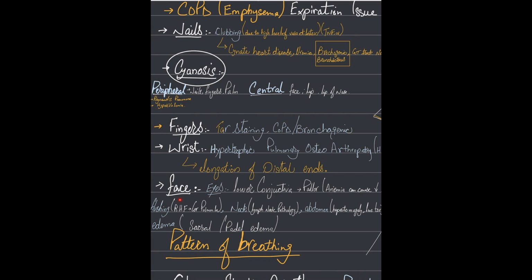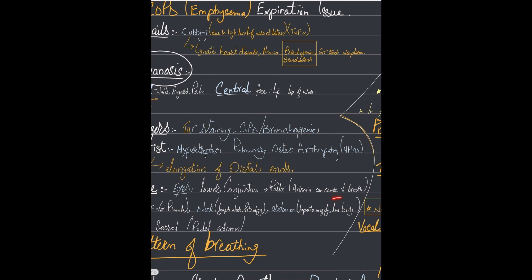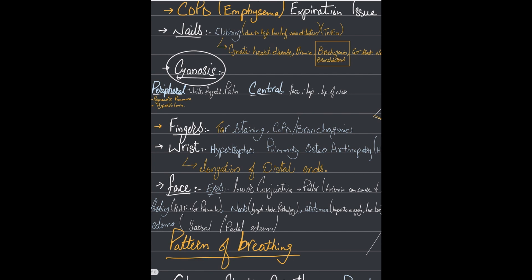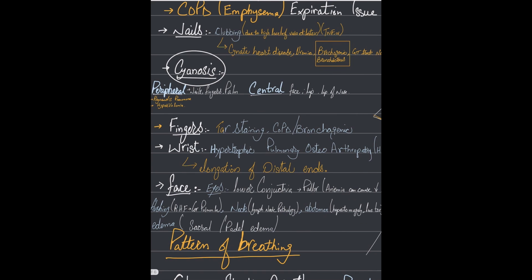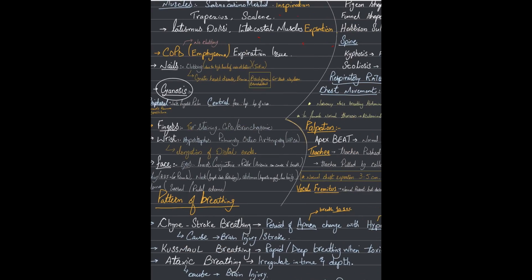What about the face? Starting with the eyes, lower conjunctival pallor, anemia can cause low breathing. Flushing, mostly you're going to see this in right heart failure. Neck, what are you going to see here? Neck, of course, lymph node pathologies. Abdomen, what are you going to see? Hepatomegaly or hepatosplenomegaly, liver toxicity. Edema, sacral or pedal edema, you're going to see here.